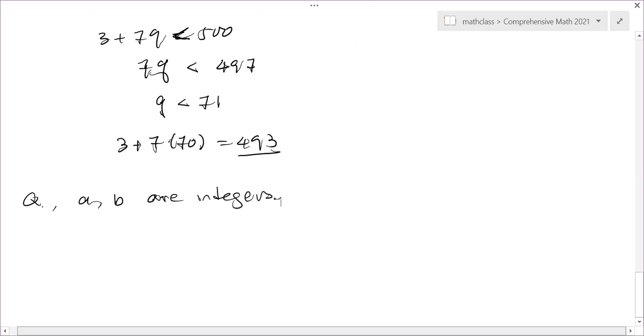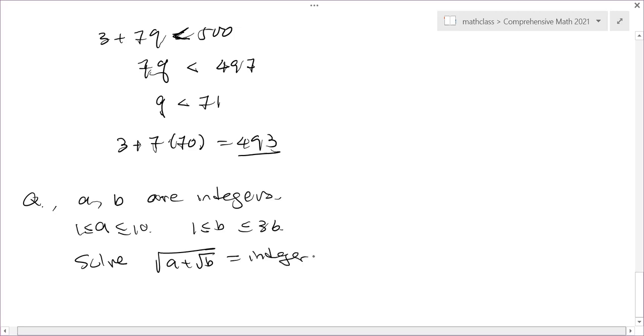All right. We also know that A is greater than 1, less than or equal to 10. B is greater than 1, less than or equal to 36. Okay, solve this one, which should be an integer for A and B.